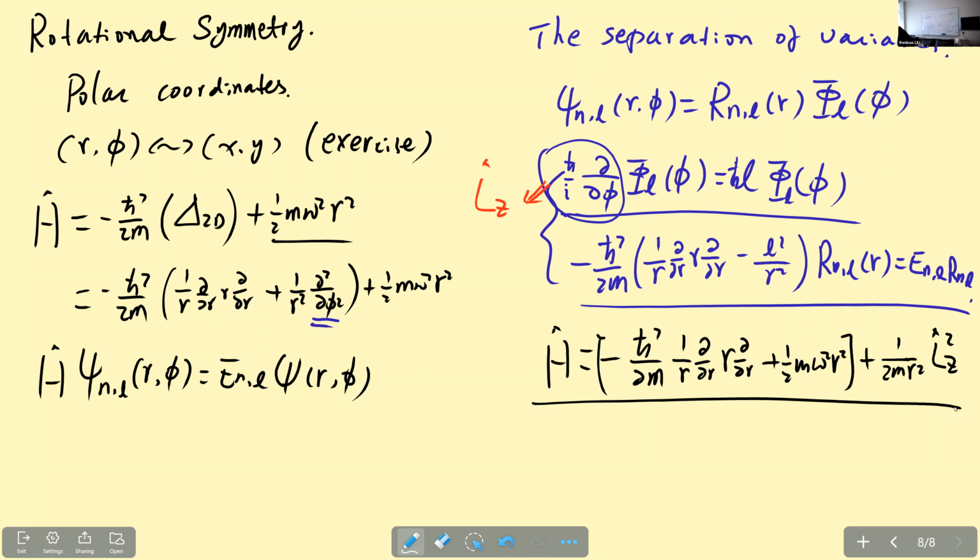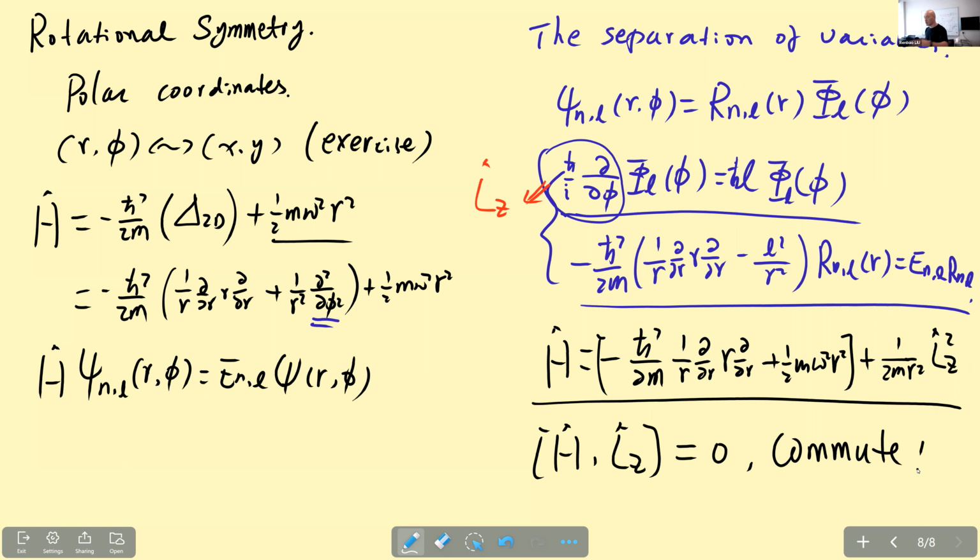But at this point, I will leave this one because the 2D harmonic oscillator problem is actually pretty simple. So I leave this as an exercise to solve this kind of equation, just as a practice. But one thing I want you to notice is that this Hamiltonian and this L_z actually commute. So H and L commute. This is an important feature of this rotational thing.